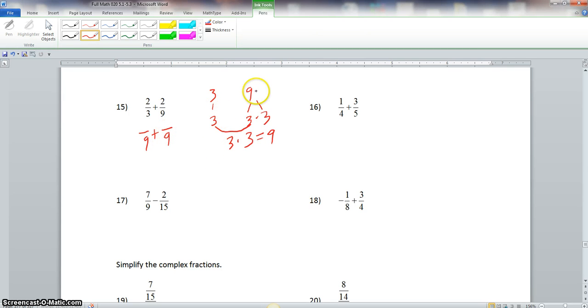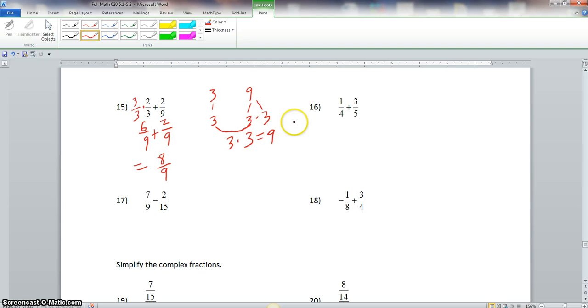Now, this is what we do here. We look at 3 and we say, what does 9 have that 3 does not? It has an extra 3. So we'll multiply this fraction by 3 over 3. We know 3 times 3 is 9, and 3 times 2 is 6. Now we compare 9 with 3. We say, what does 3 have that 9 does not? It doesn't have anything that 9 does not. So we will bring down the same fraction that had the 9 in the denominator. So now we add. 6 plus 2 is 8, and our denominator stays 9.